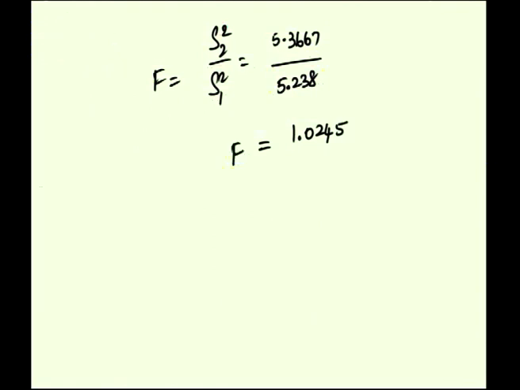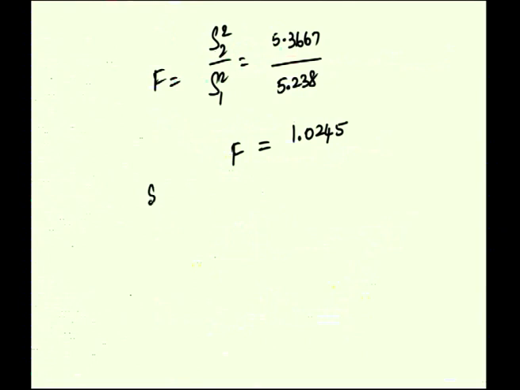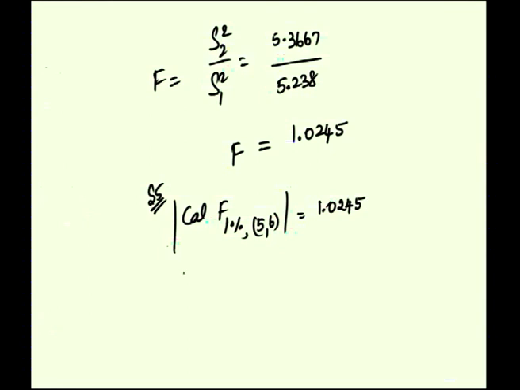Now, the degrees of freedom has to be decided now. Degrees of freedom is again n2 minus 1 comma n1 minus 1. n2 is 6 minus 1 comma 7 minus 1 is 5 comma 6. Okay. Now, we have come to the comparison step where calculated F is 1.0245. Tabulated F at 1 percent, 5 comma 6 degrees of freedom.